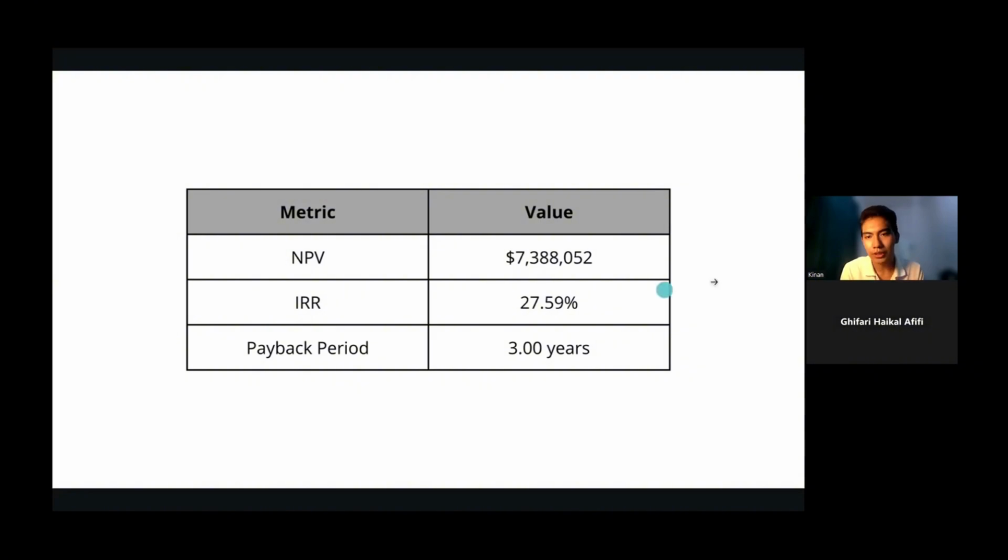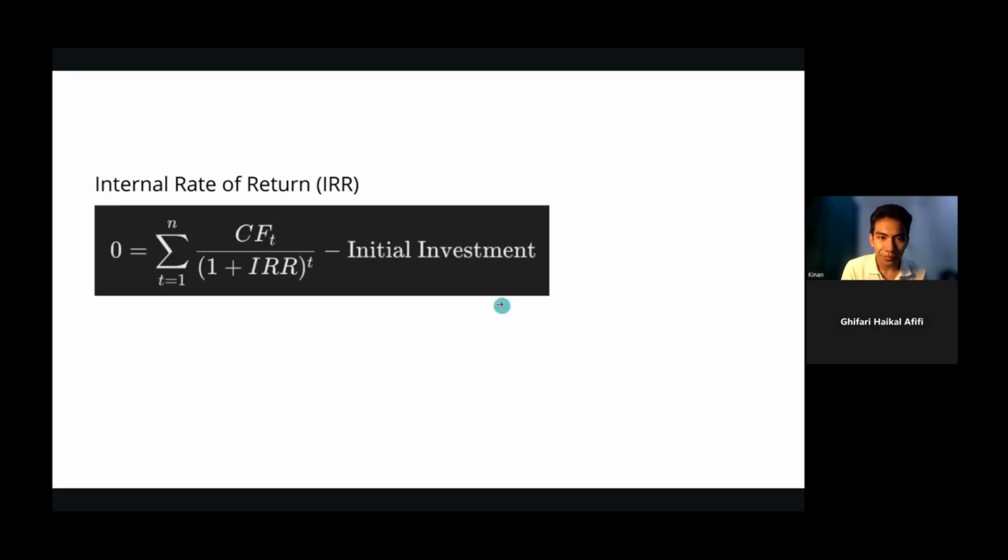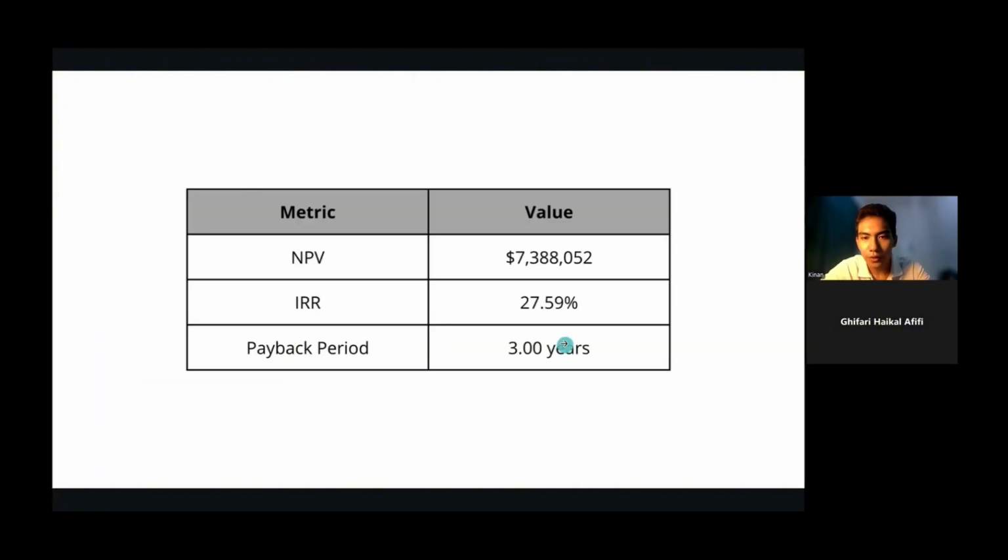So the next is IRR. IRR is the discount rate that makes the NPV exactly 0. Using financial tools, we solve this equation and find an IRR of 27.59%. Since that's well above our required 14%, the project is very attractive.